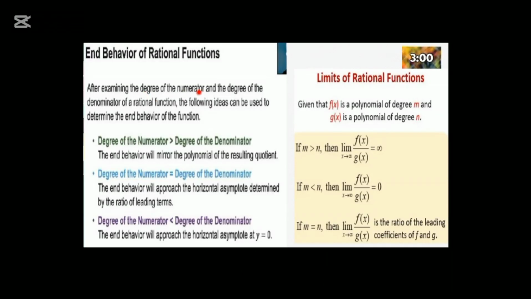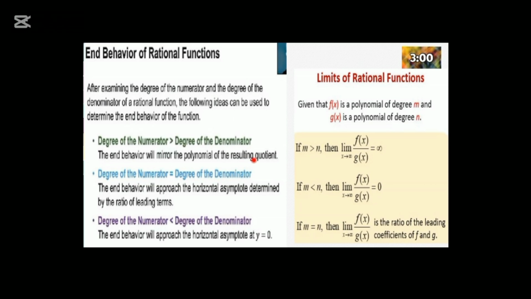The degree of the numerator and the degree of the denominator of rational functions. The following ideas can be used to determine the behavior of the function. So here, if the degree of the numerator is greater than the degree of the denominator, this means the end behavior will mirror the polynomial of the resulting equation, like this one.